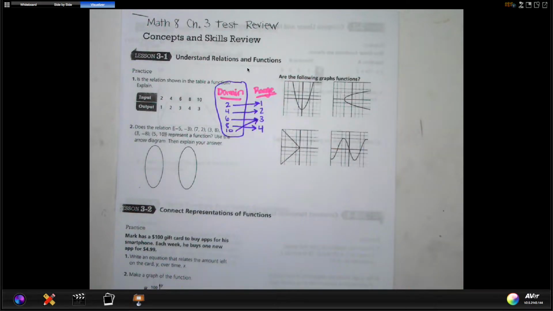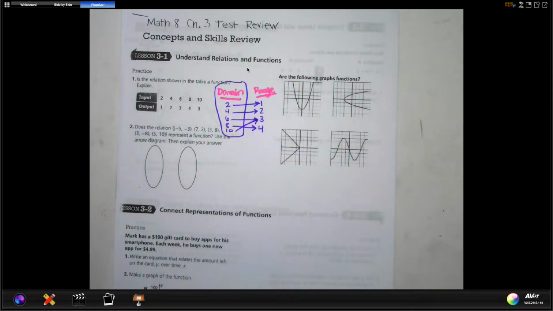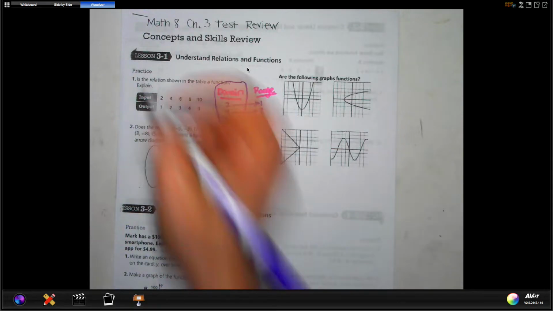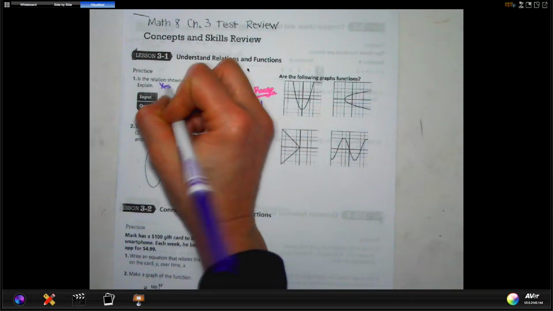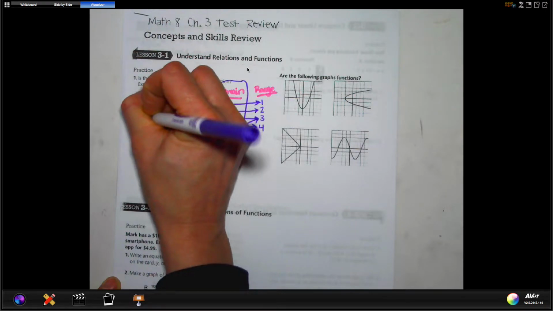Why am I nervous that people are going to get that wrong? Yeah, it's got 2 arrows going to the 3 on this side. But remember, the range side is not what we're concerned about. So this is a yes. This is a function. The words we would use to explain that, right, are: each x value has one y value. Because each x value has one y value.